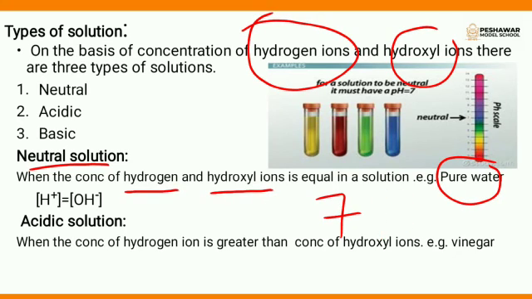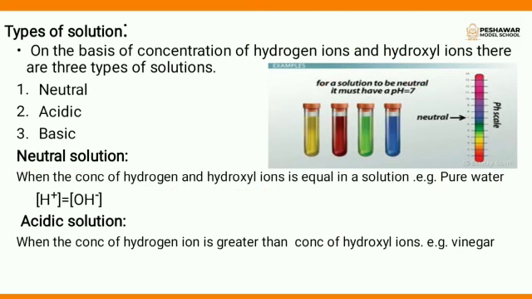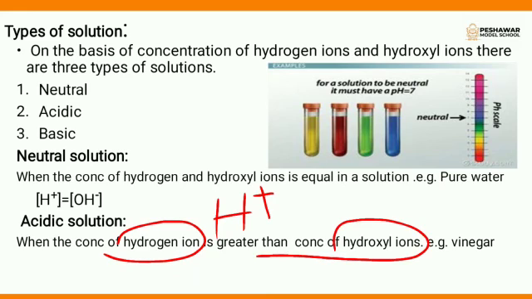Clear? What is an acidic solution? When the concentration of hydrogen ion is greater than the concentration of hydroxyl ion. For example, vinegar, lemon juice, orange juice. These solutions contain greater concentration of hydrogen ion than hydroxyl ions, so we call it an acidic solution.